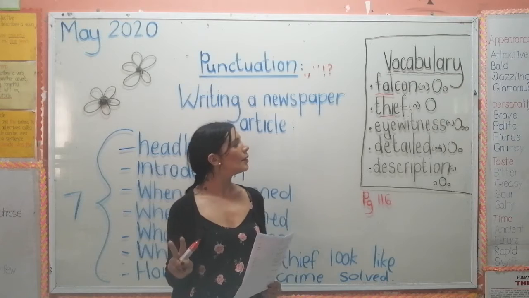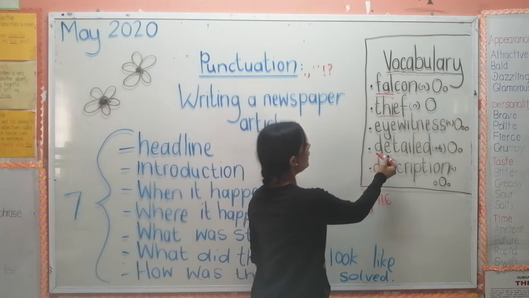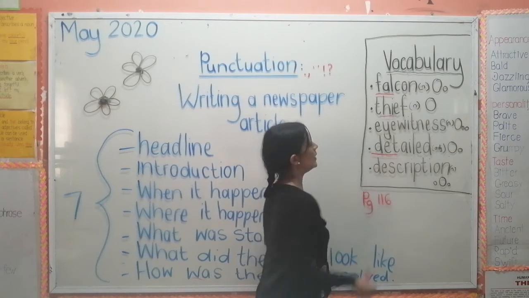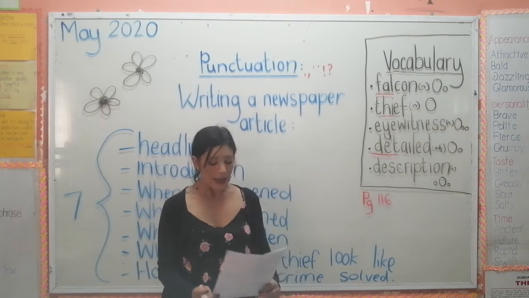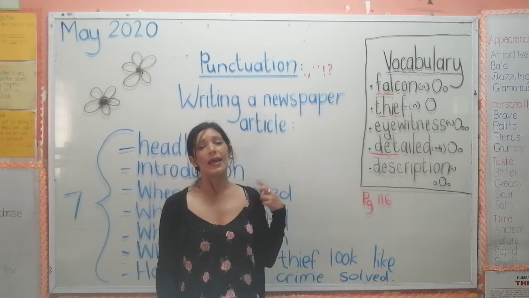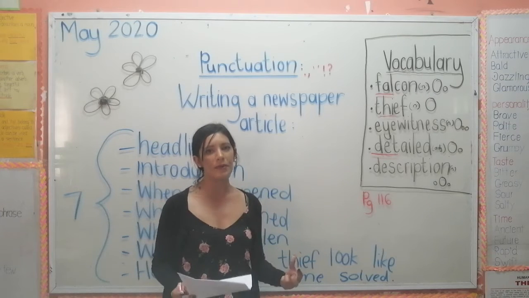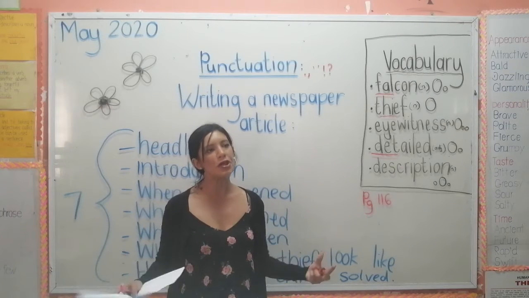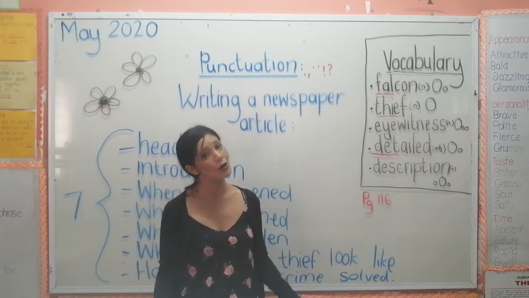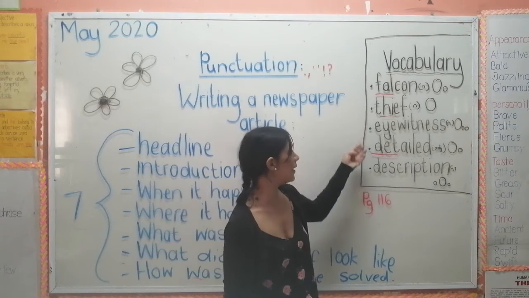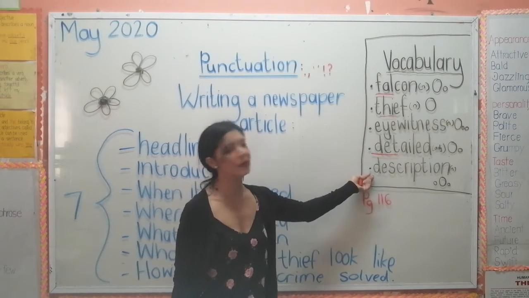Then detailed. Okay, detailed is an adjective. There are 2 syllables and the stress is on the first syllable. Detailed, okay? Detailed is also in-depth information about something. It's a description of something that has happened. Usually, an eyewitness gives a detailed description.